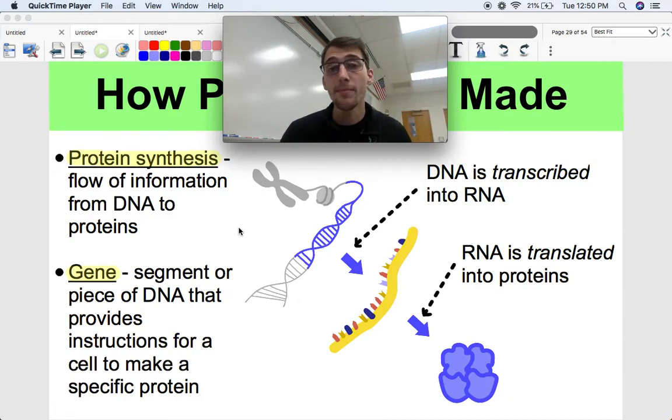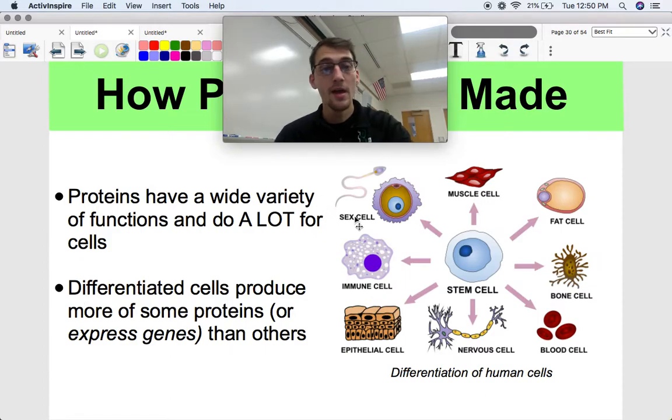So if you can think of any protein, say like insulin or actin or myosin, each one of those proteins has one specific segment of DNA that the cell uses to make that protein. And that's it. So for every type of protein, there is a gene in order to help the cell make that protein. And if you don't recall from earlier this year, proteins have a wide variety of functions and do a lot for cells. I think we just put that proteins do pretty much everything for a cell, and that's true.